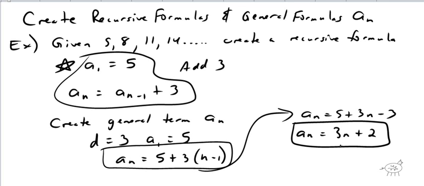Okay? So that is your general term. No solving required. a sub n equals 3n plus 2. And this right here is your recursive formula. Creating those is actually pretty easy. They really are, especially a sub n, which I think is really pretty easy. But all right, let us do another example here.